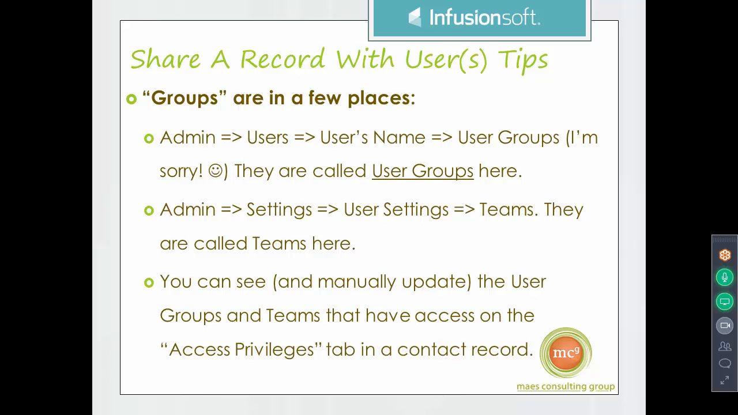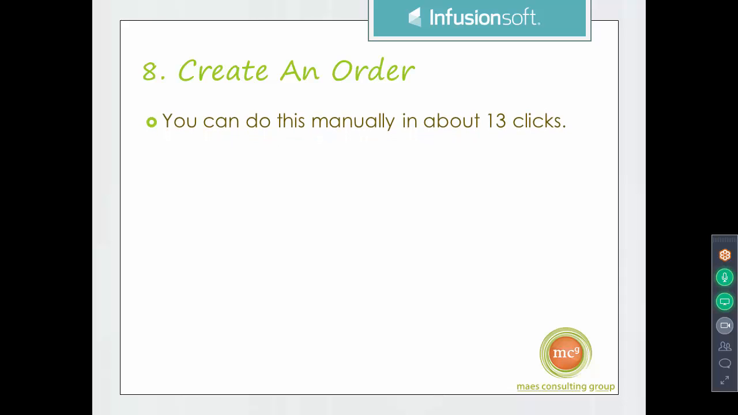So that's the thing I want to hit on here. You can automatically grant access to contact records using this action set. There is no action set to automatically get rid of access. So if you give access to a group, then you'd want to have a task later to go into the contact record, click on access privileges, and get rid of the access if they shouldn't have access anymore. Keep that in mind.